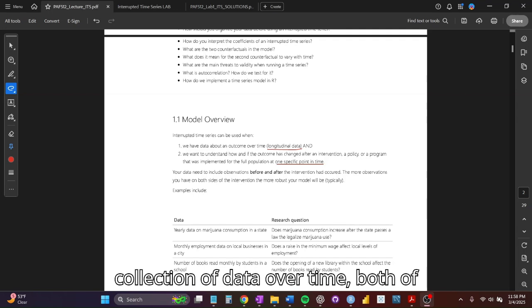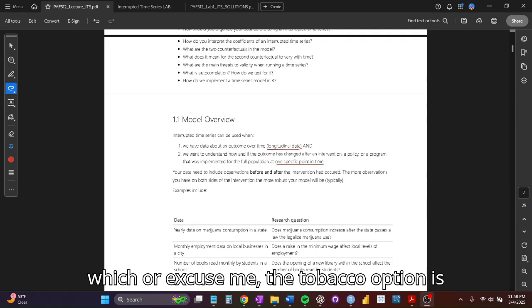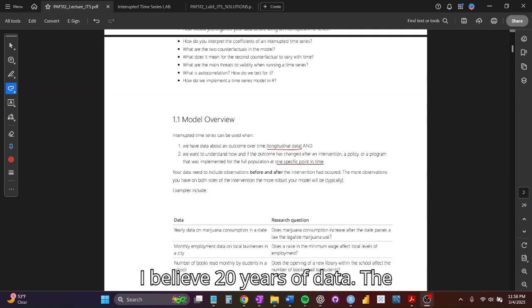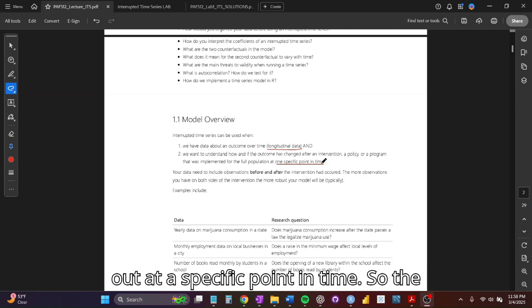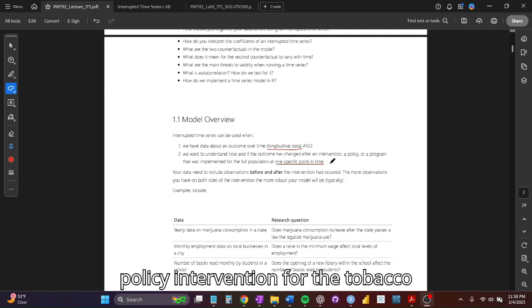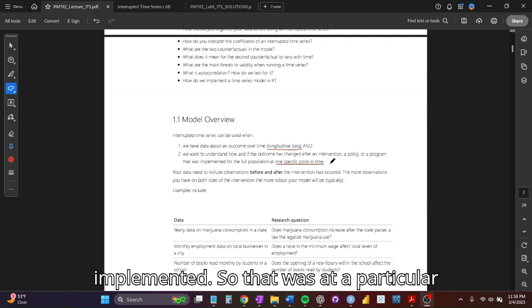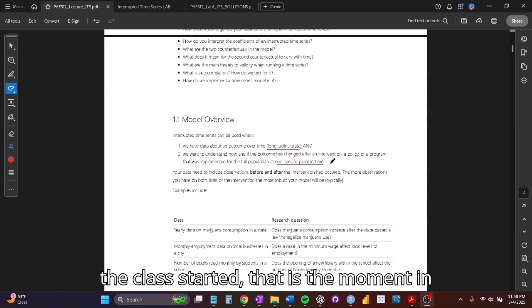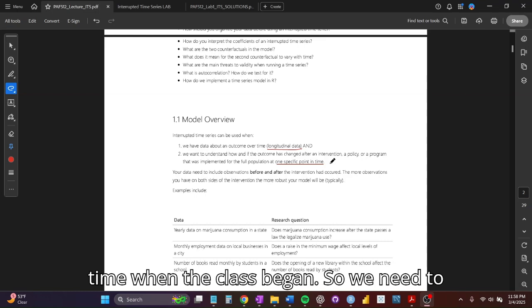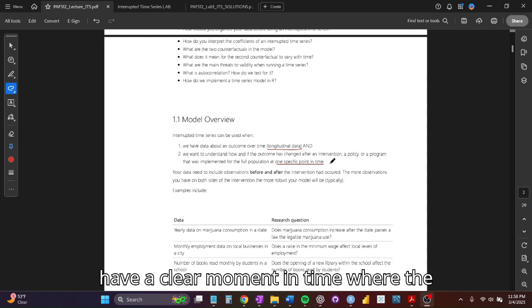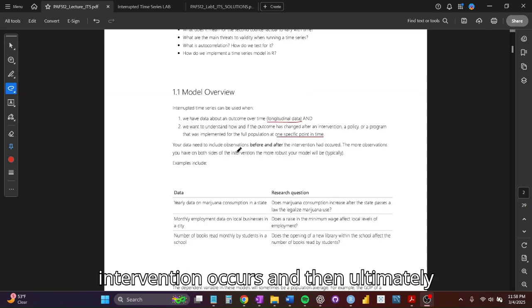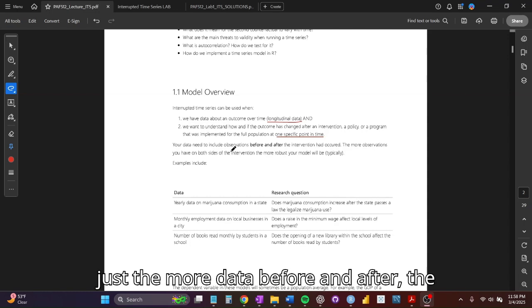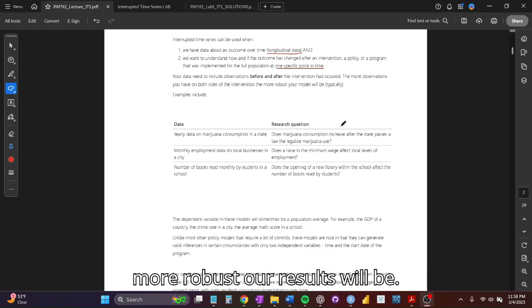We have a collection of data over time. The tobacco option is, I believe, 20 years of data. The well-being, we'll get into it. Don't let me get ahead of myself here. But ultimately, you'll need the intervention to be rolled out at a specific point in time. So the policy intervention for the tobacco example is at year 10, when a tax was implemented. With the well-being class, it was when the class started, the moment in time when the class began. So we need a clear moment in time where the intervention occurs. And ultimately, the more data before and after, the more robust our results will be.